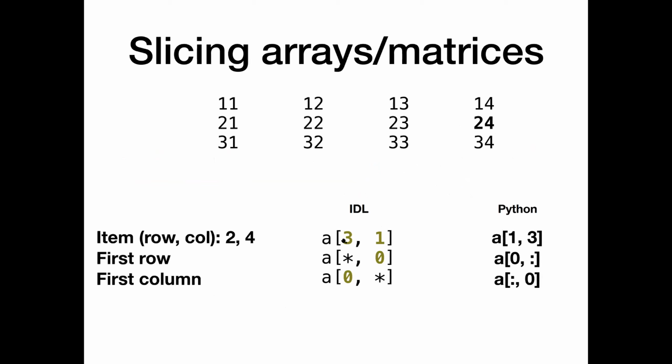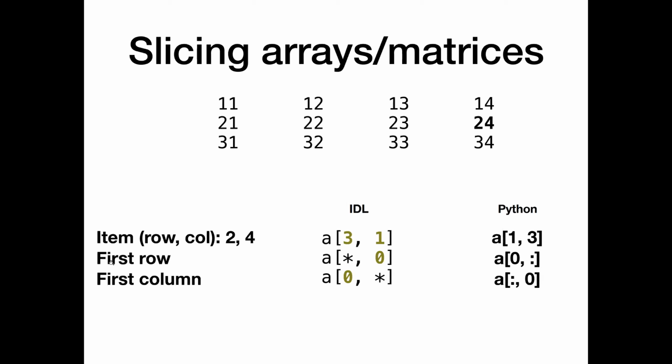In IDL, it's 3 and 1. So you have to go 1, 2, 3, and then down 1. But in Python, it's the exact opposite. So it's down 1 and then over 3.